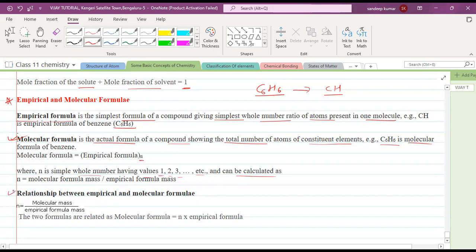So there is a relationship between empirical formula and molecular formula. n is equal to molecular mass by empirical formula mass, and the two formulas are related as: molecular formula is equal to n into empirical formula. In the next video we'll be doing some numericals based on these concepts.